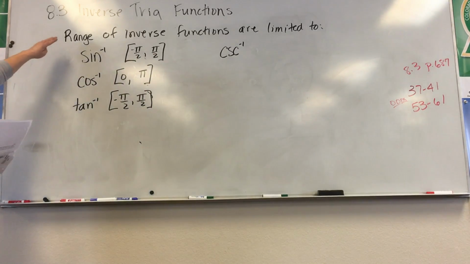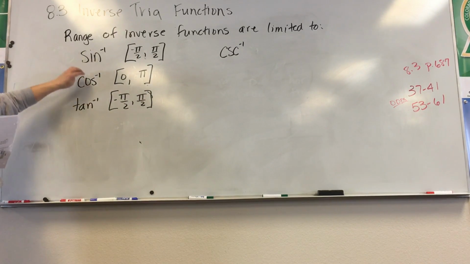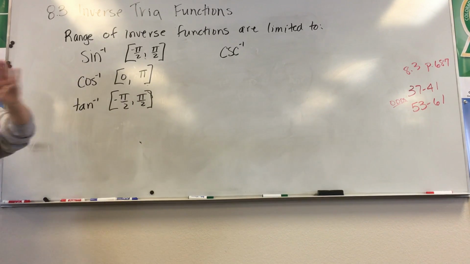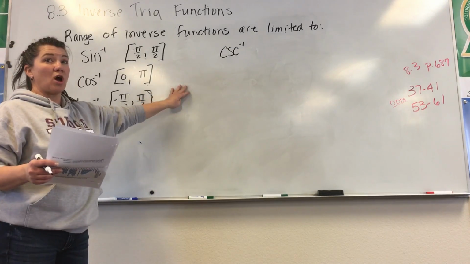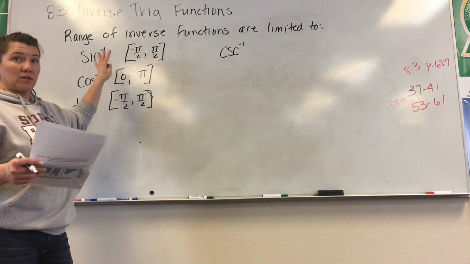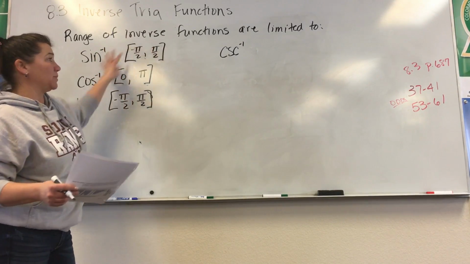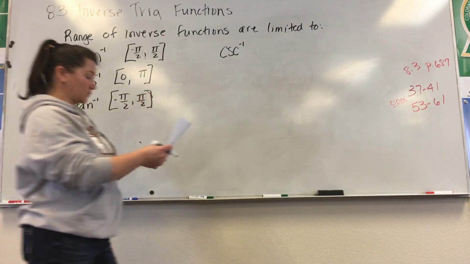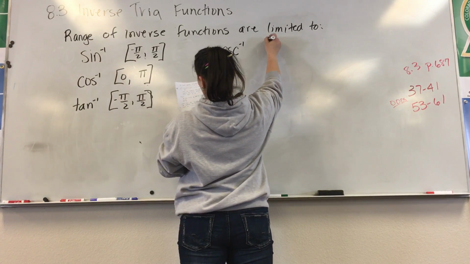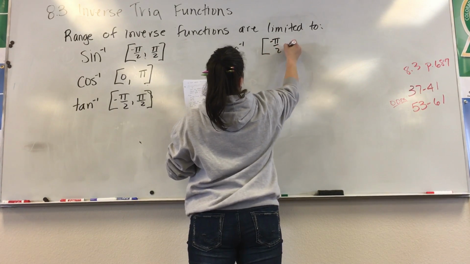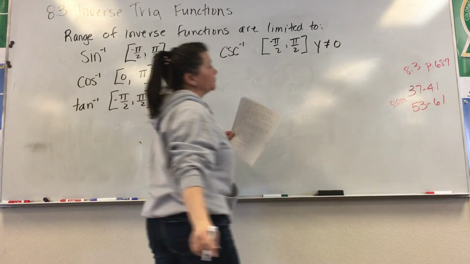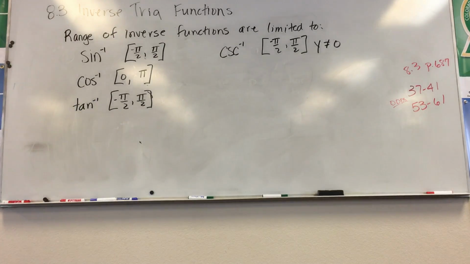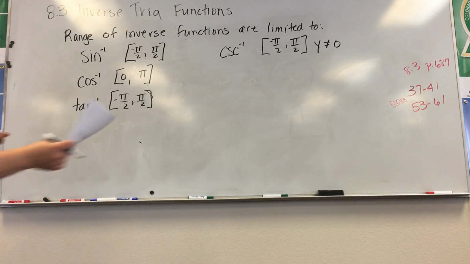So this is the range for your answers for an inverse function. Don't worry about phase shifts yet. This is just when you're solving problems using your inverse functions, your answers have to be within these ranges. Okay? So your cosecant has a range of negative pi halves to pi halves, but y cannot equal 0. So you can't get 0 for an answer if you're trying to find inverse cosecant.